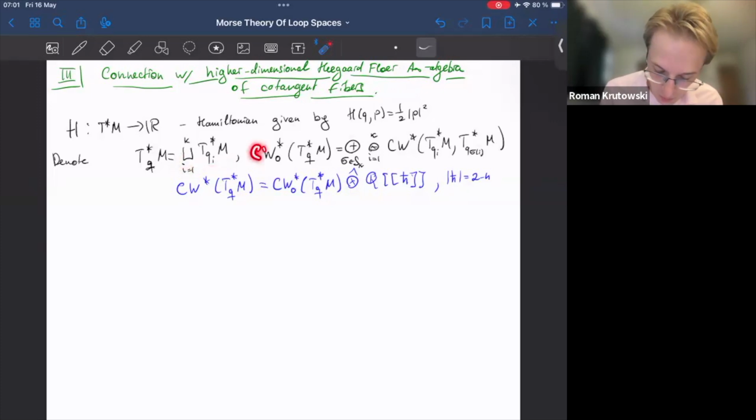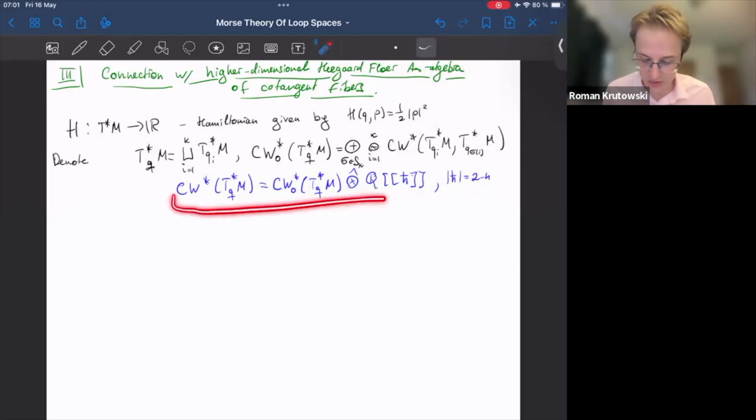So as before, we set this CW0 to be just the standard contributions from the wrapped Lagrangian homology for pairs of these fibers. So elements here in these tensor products are just tuples of Hamiltonian chords between these various fibers. And they would project onto some paths between these points.